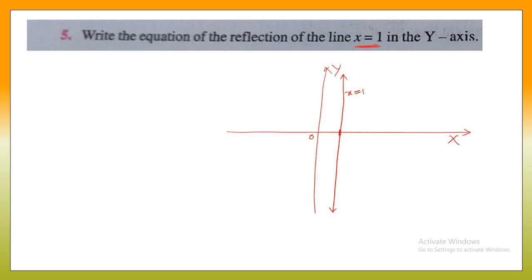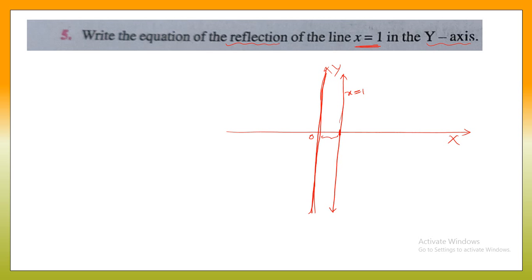Now what is he asking? He is asking the reflection of this line in the y-axis. So what is its reflection with respect to the y-axis? What is meant by reflection? That means this acts as a mirror, right? So this particular y-axis acts as a mirror. If this is a mirror, then this line's image will be on the opposite side of the y-axis, and that too at the same distance.